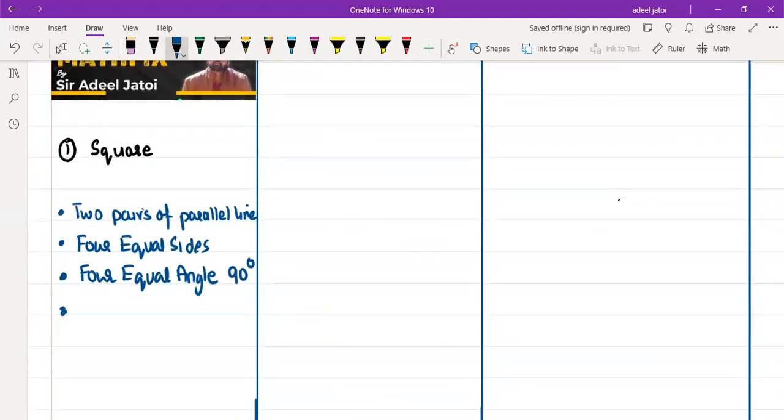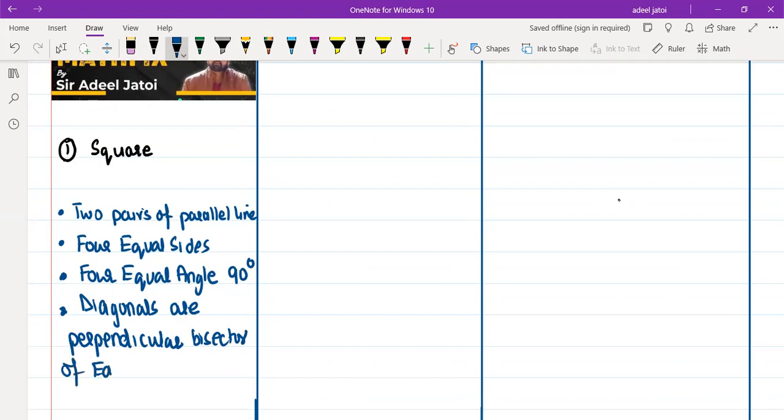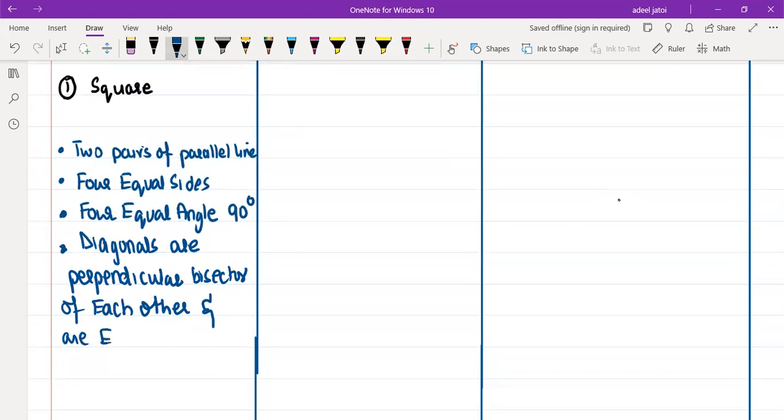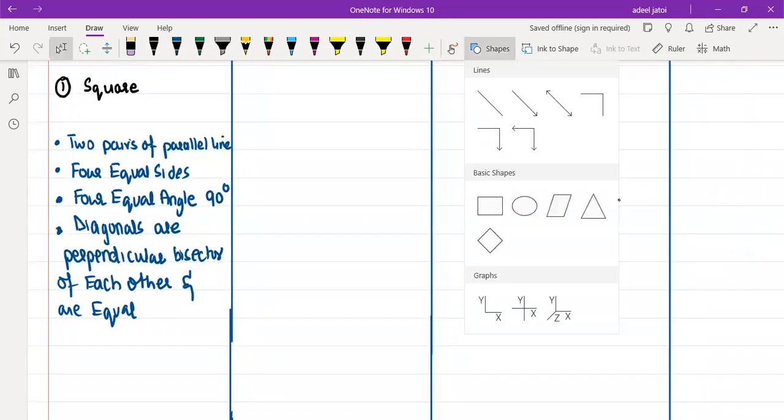Then we have diagonals. Diagonals are perpendicular bisectors of each other and are equal. Now, perpendicular bisector means that it is crossing the midpoint and it creates the 90 degrees. So let's just make sure that we know.